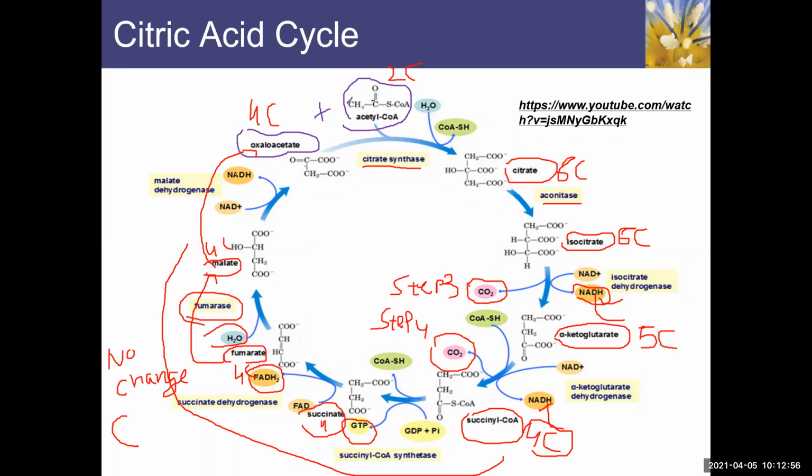This is, I think, step 7 or step 8. If this is your 3, 4, 5, 6, 7, it should be step 8, right? Yes, step 8. So at step 8, I have one more NADH produced. You have to remember that NADH is produced at step number 3, step number 4, and step number 8, right? And carbon dioxide is produced at step number 3 and step number 4.